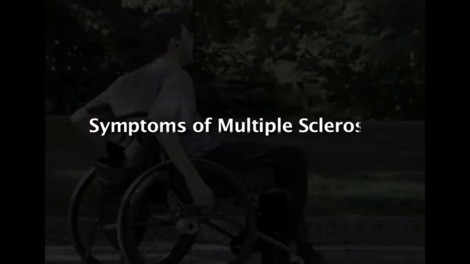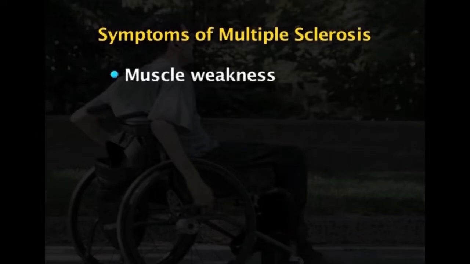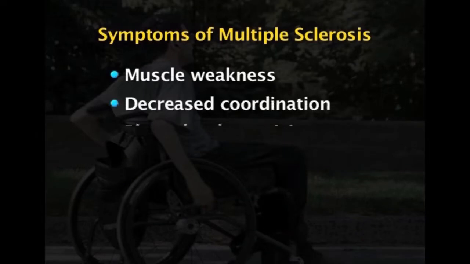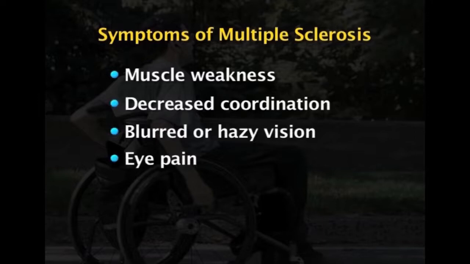What are the symptoms? Symptoms of multiple sclerosis vary from person to person and can change from time to time in the same person. The most common symptoms include muscle weakness, decreased coordination, blurred or hazy vision, eye pain and double vision. As the disease progresses, the symptoms may include muscle stiffness, which is called spasticity, pain, difficulty controlling urination, and they may also have problems with cognition.